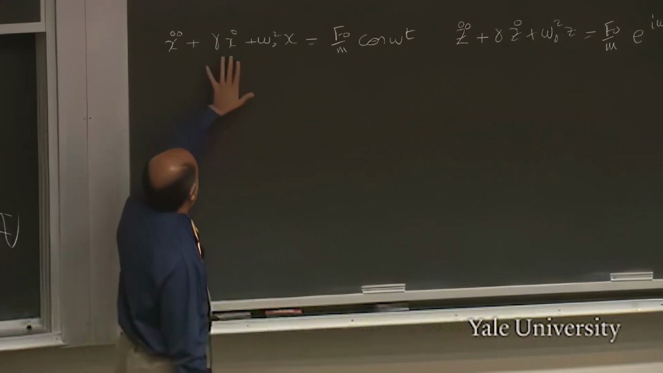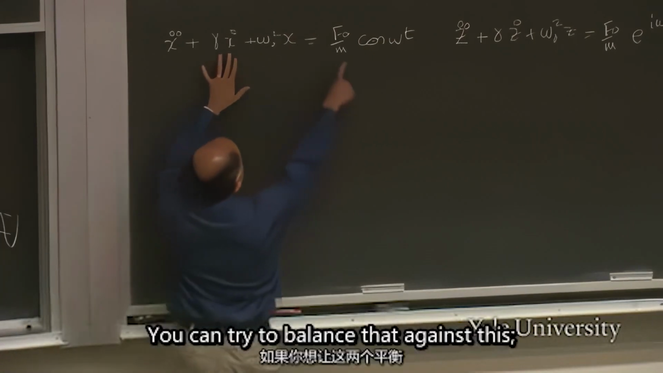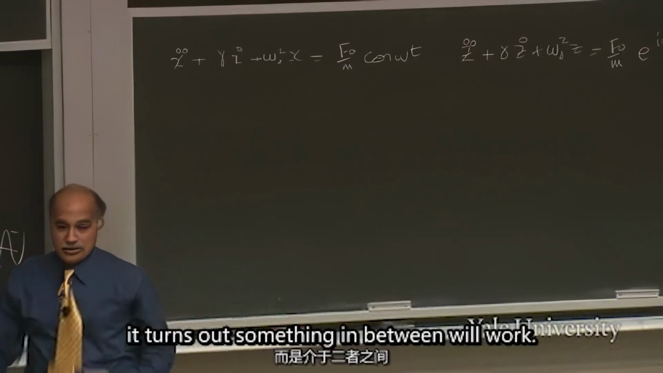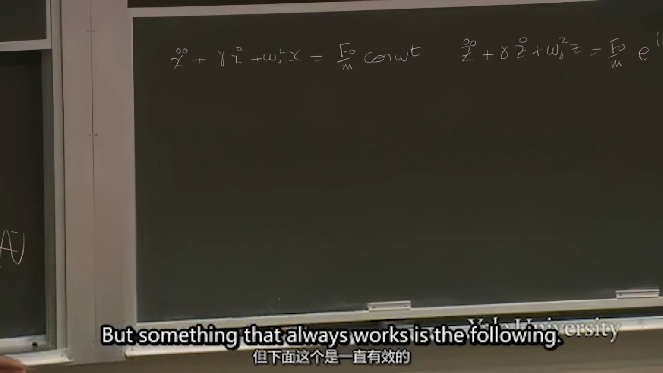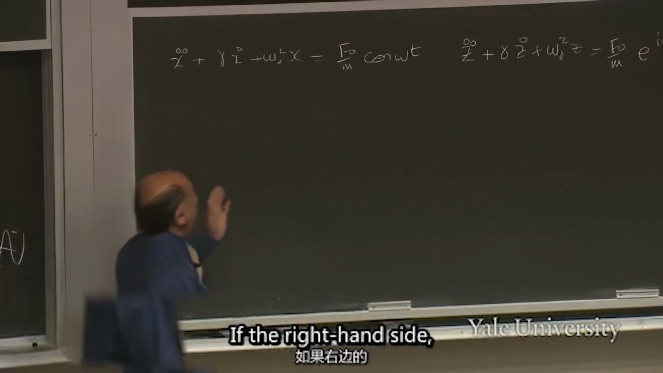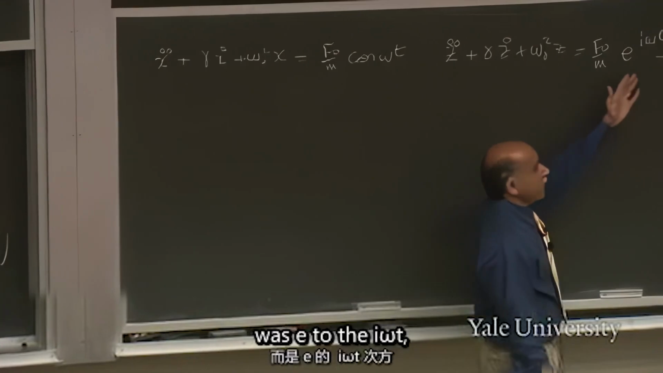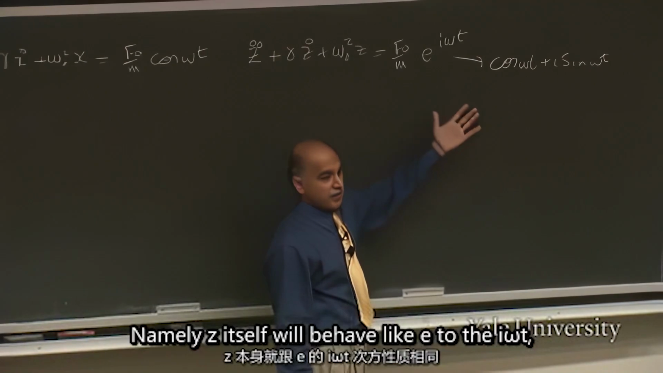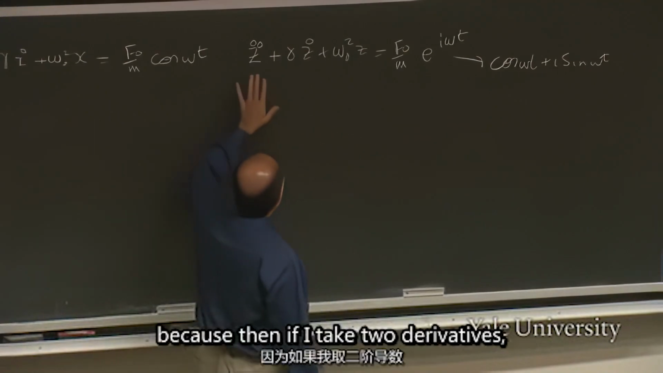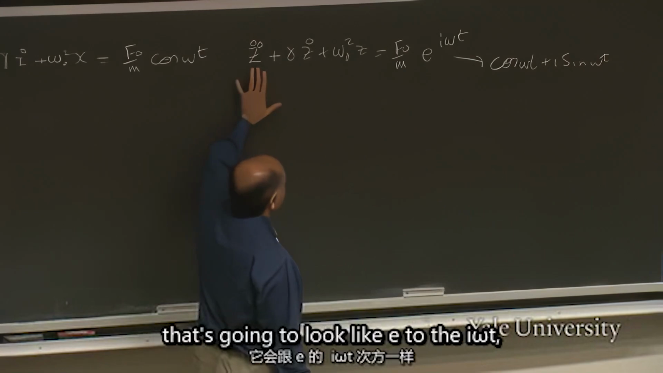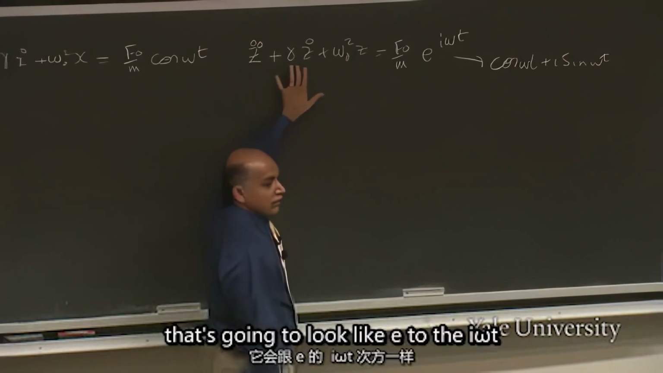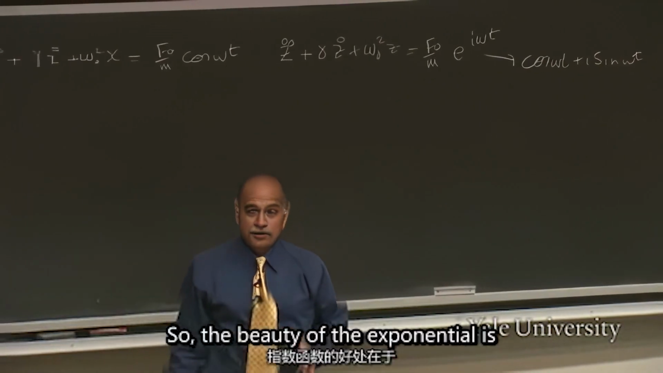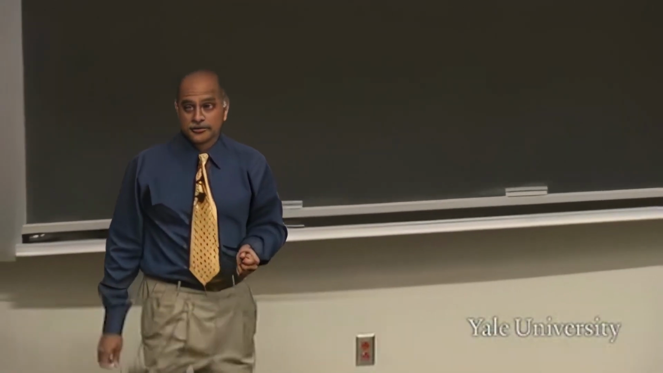If you took a sine, the middle guy will look like a cosine. You can try to balance that against this. The end two terms look like cosine. So neither a sine nor a cosine works. Now it turns out something in between will work. But something that always works is the following. If the right-hand side, instead of being cos omega t, was e to the i omega t, you can guess the answer immediately. Namely, z itself will behave like e to the i omega t, because then if you take two derivatives, that's going to look like e to the i omega t times some numbers. So the beauty of the exponential is that when you take derivatives, you keep getting the exponential.